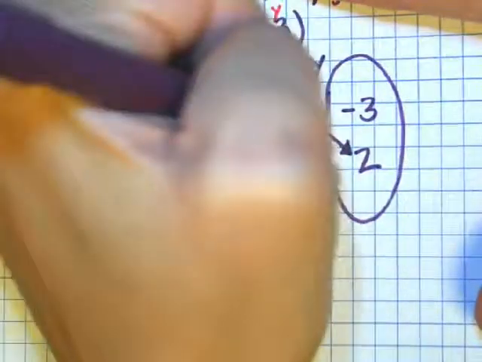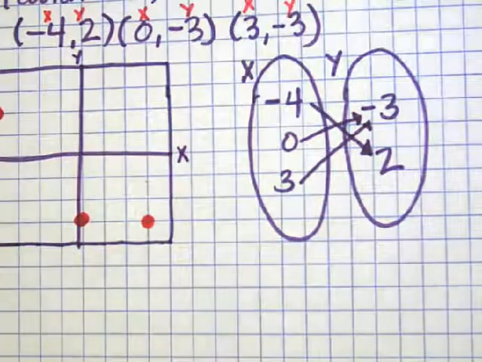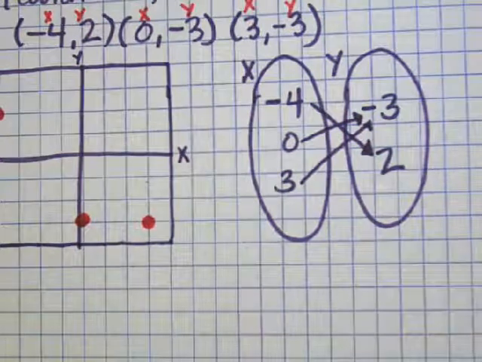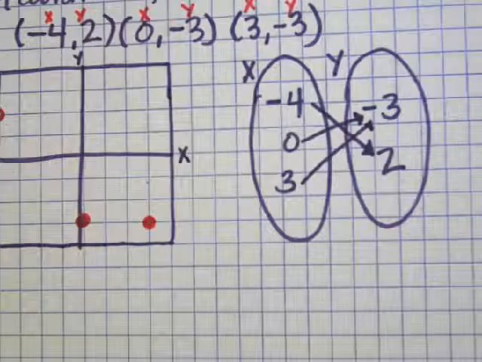0 goes with -3. And 3 goes with -3. And I'm done with my mapping. Least to greatest without repeating numbers. Mapping. Okay, next.